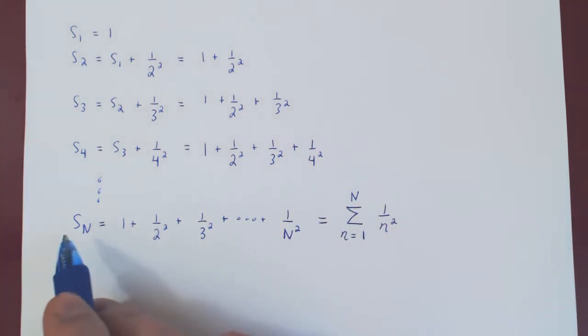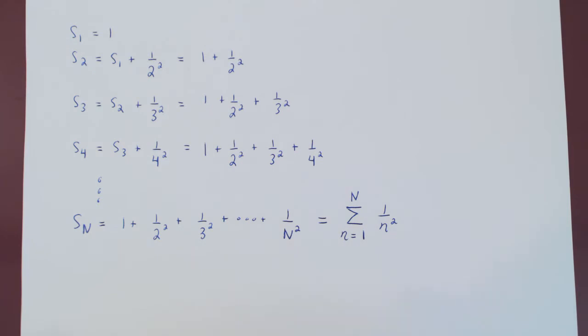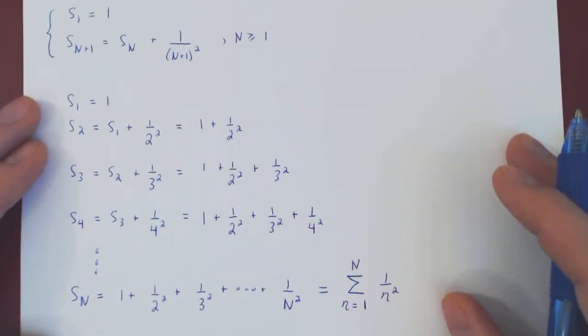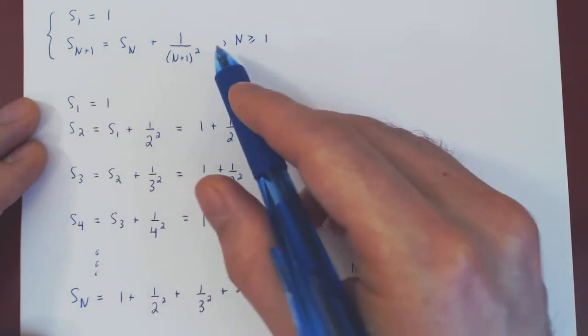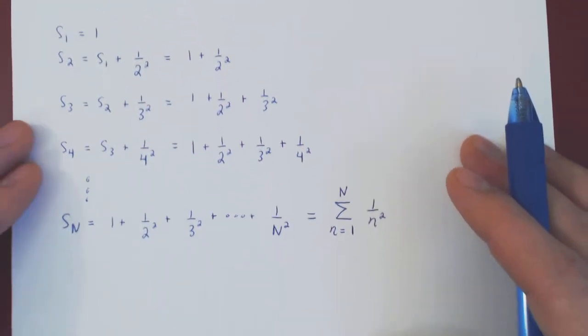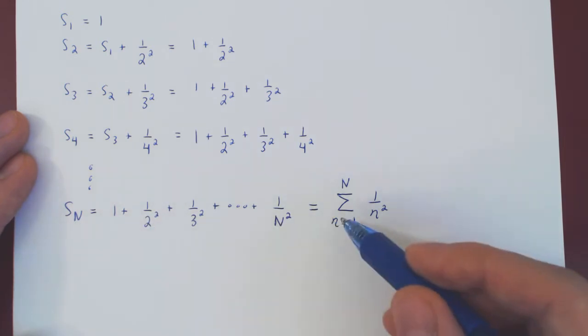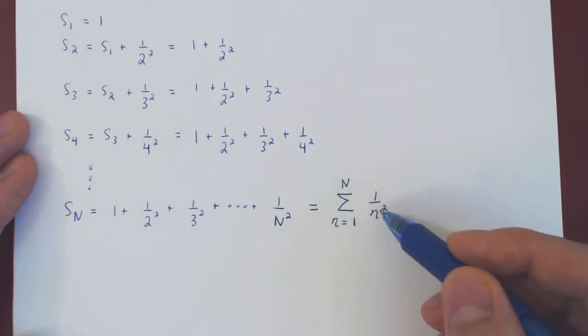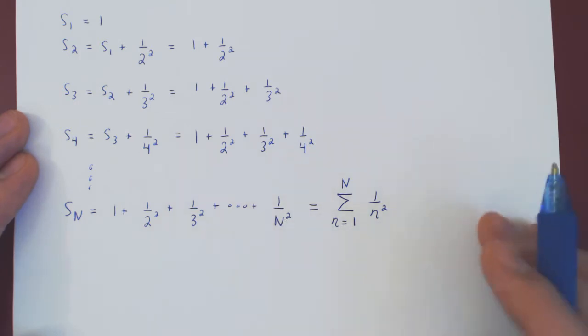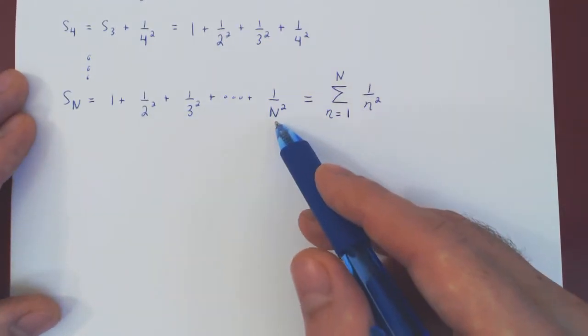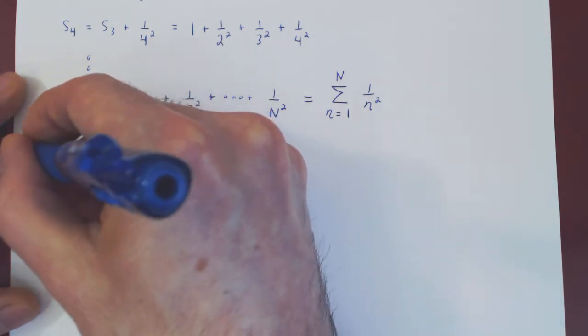Okay, so now we have our sequence explicitly, no longer from the recursive definition, but quite simply, the nth term of our sequence is the sum from 1 to n of 1 over lowercase n squared. And now we want to prove that this sequence converges. So that's the claim.